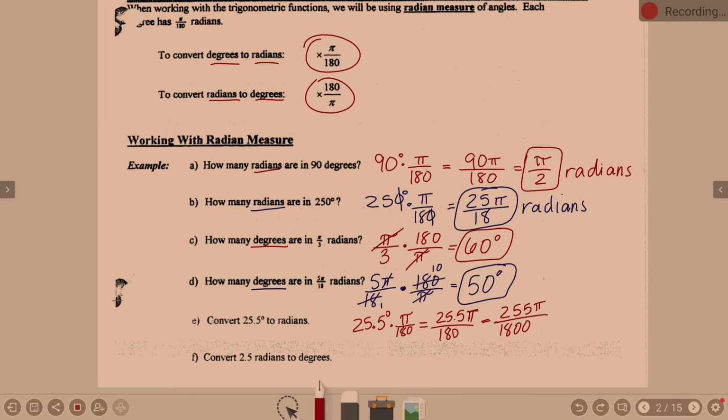If I type 255 over 1800 in my calculator as a fraction, my calculator will simplify it. Now, I didn't put the pi in there because that would have goofed things up. I know pi is going to be in my answer. I'm just trying to simplify the fraction that goes with it. And 255 over 1800, I don't even know what that was divided by at this point, became 17 pi over 120. Okay? It's a good little calculator trick there.